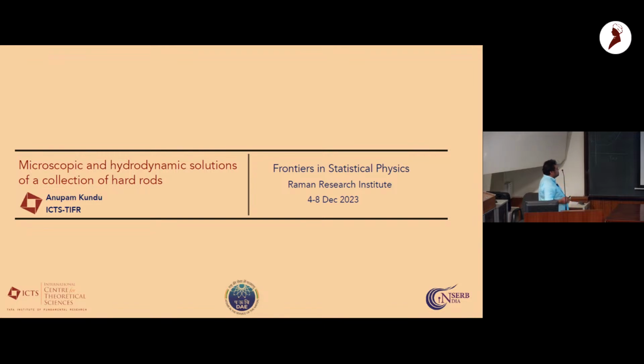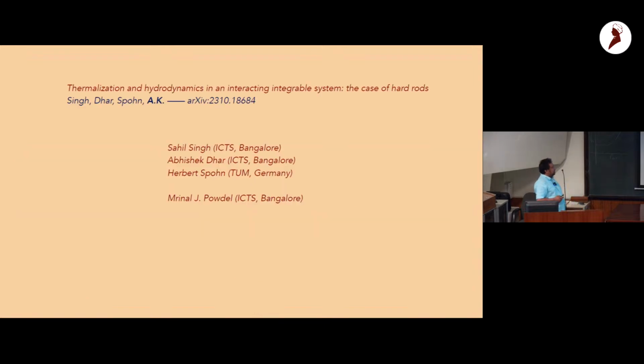Okay, so I'll talk about some results on collection of hard rods. The preprint is this, and this work is done in collaboration with these people. Sahil is a graduate student at ICTS, and Abhishek Herbert, they are also here. And Minal is a master student who has recently started working on some problems on hard rods.